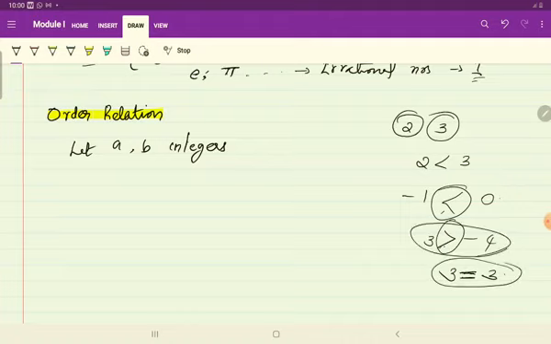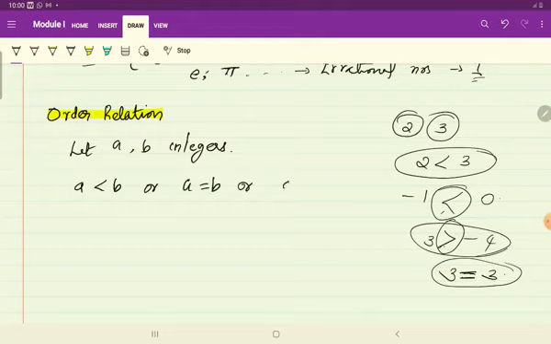So if we are given any two integers, we can compare them, or there is a relation connecting them: it may be less than, or greater than, or equal to. So for any two integers a and b, either a is less than b, or a is equal to b, or a is strictly greater than b. If a is not less than b, and if a is not greater than b, we can denote that like this.